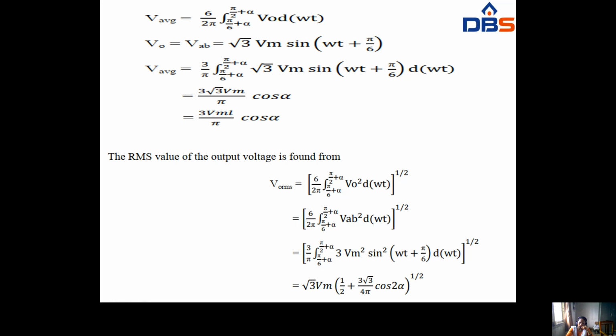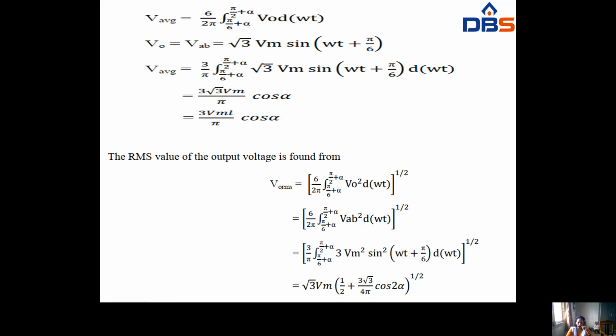So V naught equals VAB equals root 3 Vm sin of omega t plus pi by 6. Substituting, we take the integral from pi by 6 plus alpha to pi by 2 plus alpha of root 3 Vm sin of omega t plus pi by 6 d omega t. By simplifying, the integration of sine gives cos, and substituting the limits pi by 6 plus alpha to pi by 2 plus alpha, we get 3 root 3 Vm by pi cos alpha.